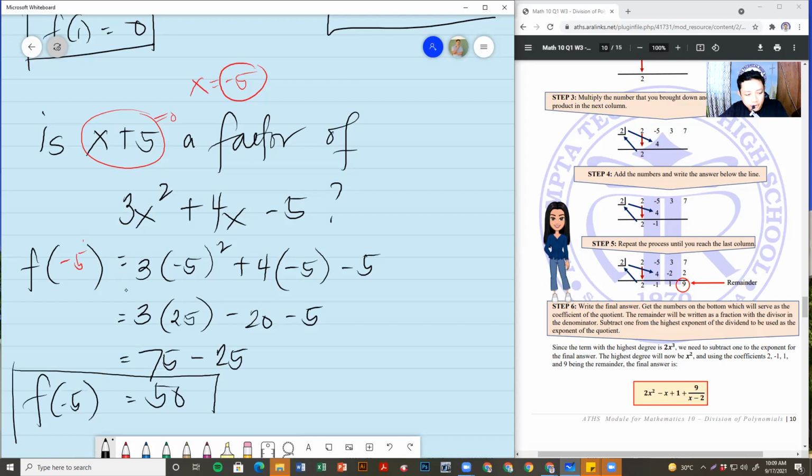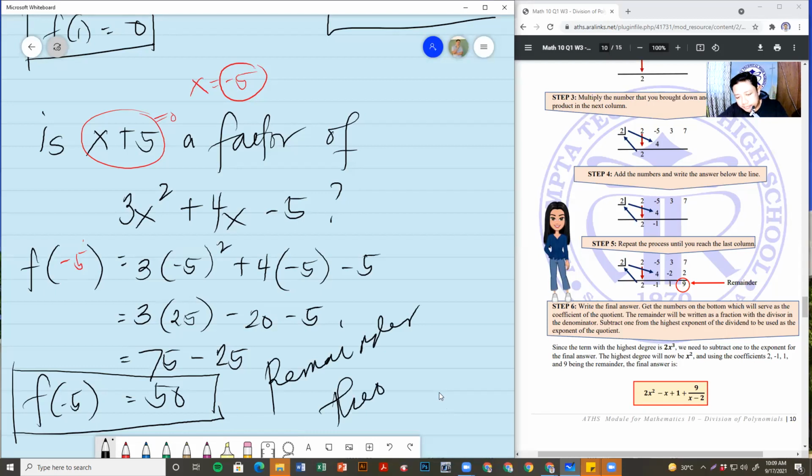Therefore, is it a factor or a remainder theorem? It's a remainder theorem. Very good. It's the remainder theorem. Because it's not exact. There is sobra, and that's 50. And so, if the question is like this, if we are just asked to identify if it's a factor or not, there's no need for us to identify the quotient. Because the remainder or the factor lang naman tinatanong. If there's a remainder, it's not a factor. But if it's 0, it's a factor.